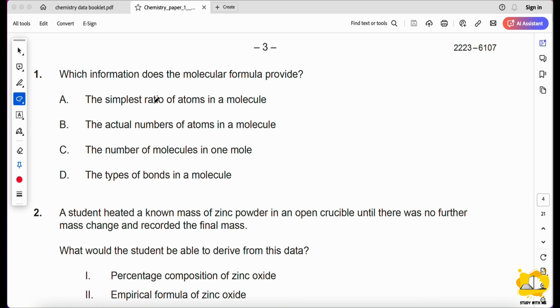Okay, question number 1. Which information does the molecular formula provide? The molecular formula is used to describe the actual number of atoms present in a molecule. For example, C6H12O6 is the molecular formula of glucose, and the empirical formula represents the simple ratio of atoms present in the molecule. So the empirical formula is simpler than this, which is CH2O. Therefore, the answer is the actual numbers of atoms in the molecule.